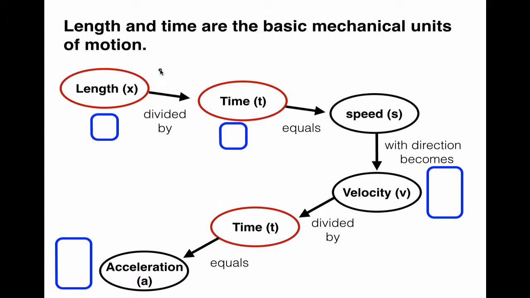When we look at the units for length, we like to think about length in terms of meters. For time, we generally like seconds. And then that makes velocity meters divided by seconds. And then acceleration is meters per second divided by seconds again, so we get meters per second squared.